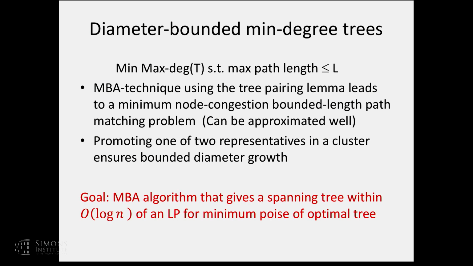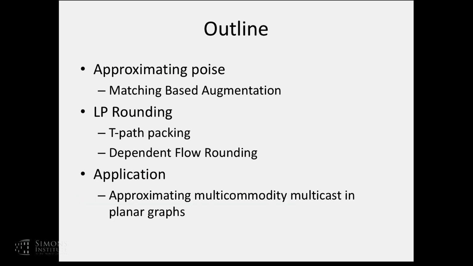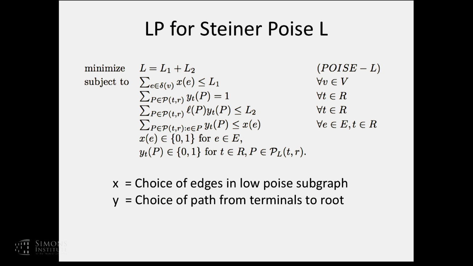Okay, so I want a true LP rounding algorithm for Poise. If you all agree that this is an LP for Poise, I just want an LP rounding algorithm now. You can run the same algorithm and prove it with respect to this. So I just need to make sure that the flow that I was trying to find is with respect to this LP. Okay?